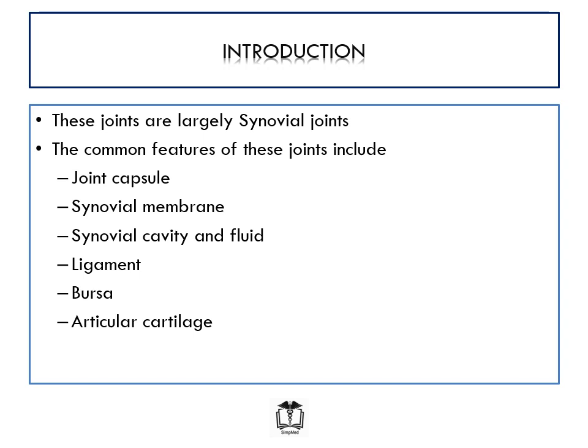one, the joint would have a joint capsule. So it's a fibrous structure that tends to surround the joint and anchors all the articulating bones within the joint. The joint would have a synovial membrane. Synovial membrane is a slippery membrane that allows for movement within the joint. The synovial joint has a synovial cavity and synovial fluid within the cavity.